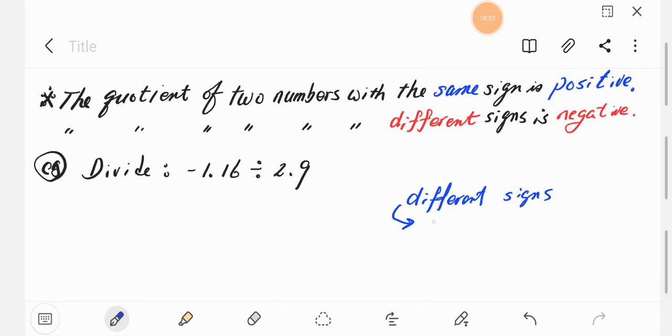Right, negative. So the quotient is negative. And the quotient means divide. So multiplication, product and the quotient, multiplication and division follow the same rule. So same sign, then positive; different signs, then negative.